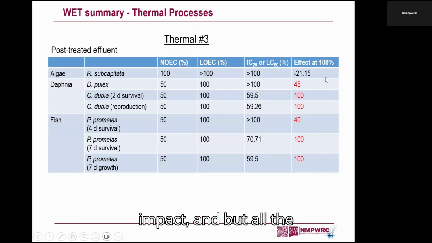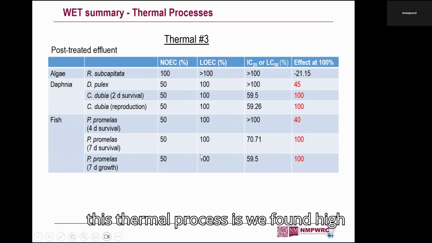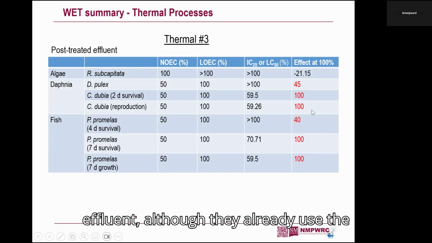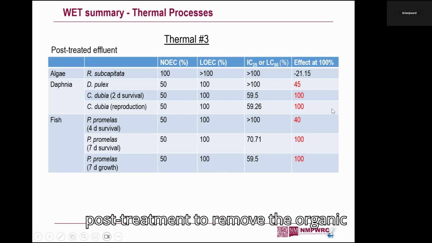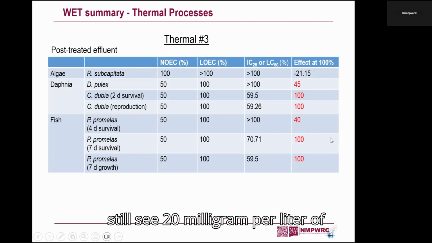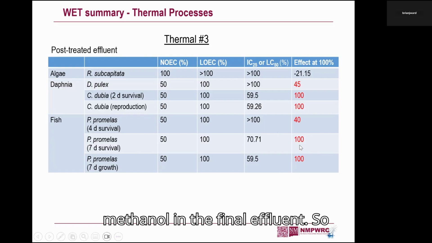So there is no impact, but for all the Ceriodaphnia or Daphnia pulex and fathead minnow, we have some impact. The main problem for this thermal process is we found a high concentration of methanol in the final effluent, although they already use post-treatment to remove the organic compounds and the ammonia. However, we still see 20 milligrams per liter of methanol in the final effluent.